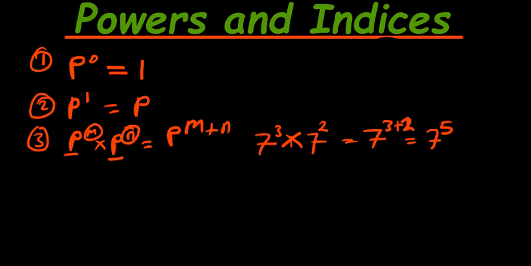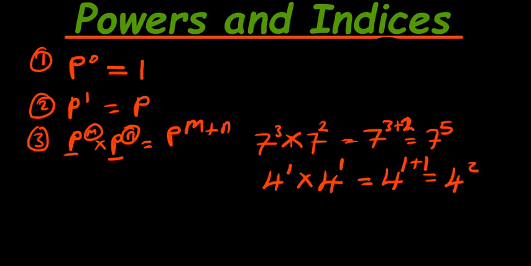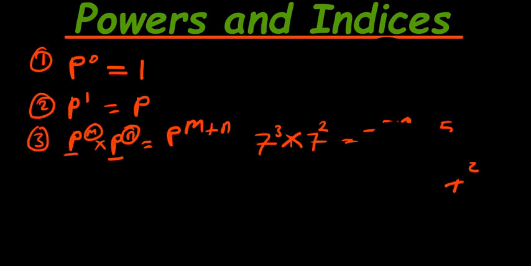Now sometimes you might be given, let's say, 4 to the power 1 multiplied by 4 to the power 1. This will be equal to, maintain the base, and then you have 1 plus 1. This will be equal to what? 4 to the power 2. So that's one thing you also need to understand.